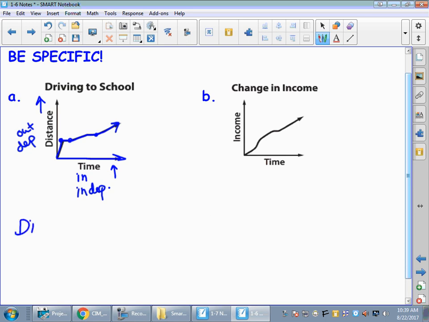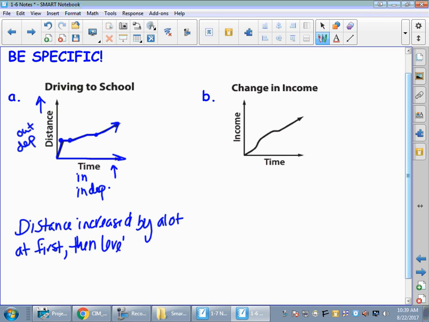Distance increased by a lot at first, then leveled out. There's a gradual increase in the end.